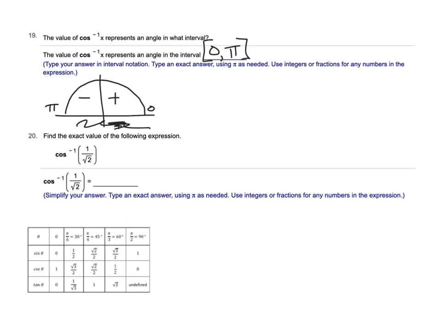So let's just work some problems. Here we go. We have inverse cosine of 1 over square root of 2. Let's rewrite it: cosine of theta is 1 over square root of 2.